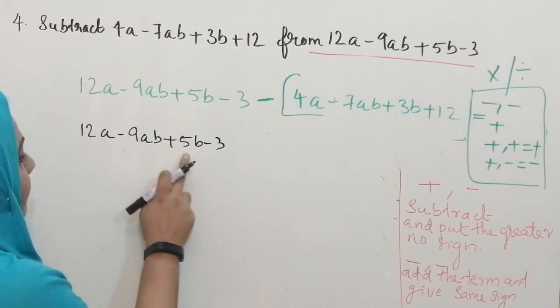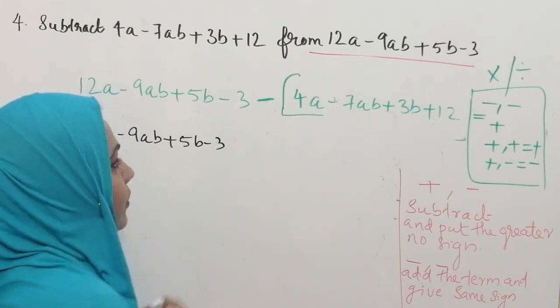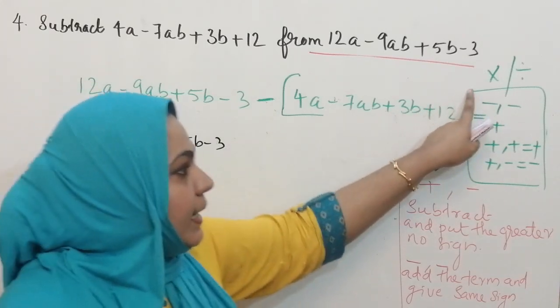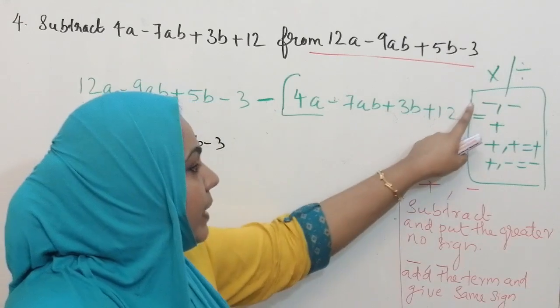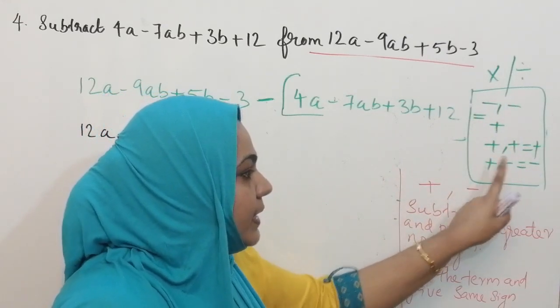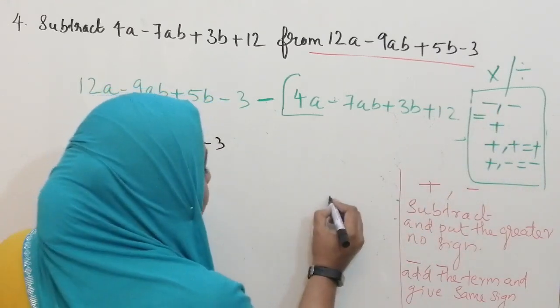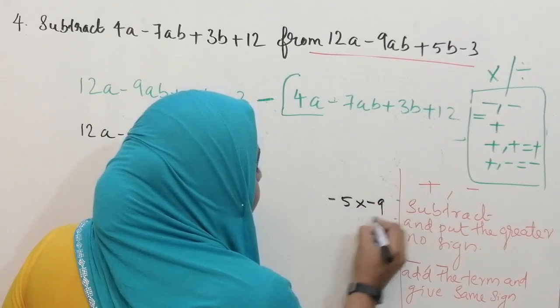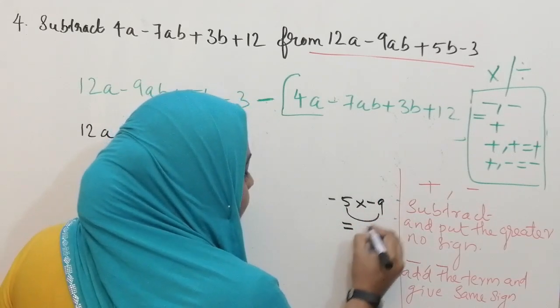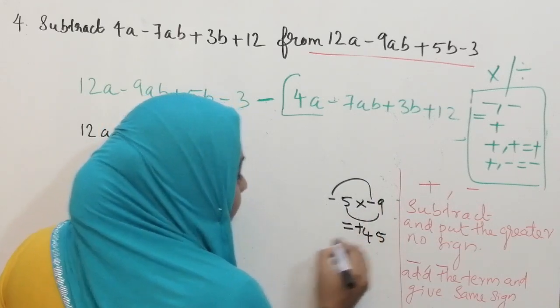12a minus 9ab plus 5b minus 3. Now we can break the bracket. So here you have to use the rule for multiplication and division. You know that minus and minus means plus, plus and plus means plus, plus and minus means minus. That means if minus and minus, that means minus 5 into minus 9. So how you have to write? 5 9s are 45 and minus and minus means you have to give the sign plus.